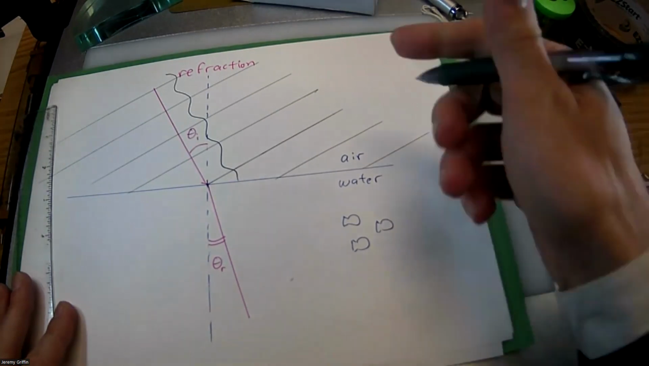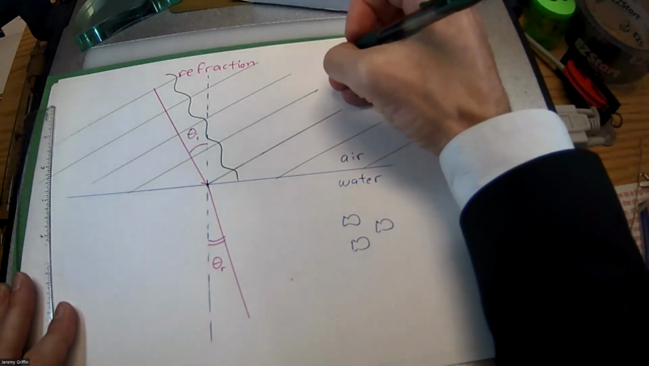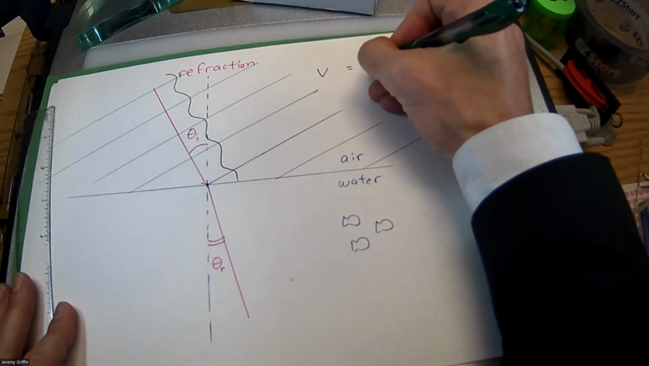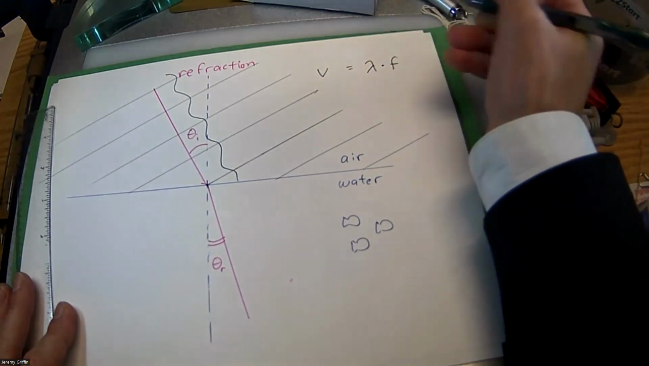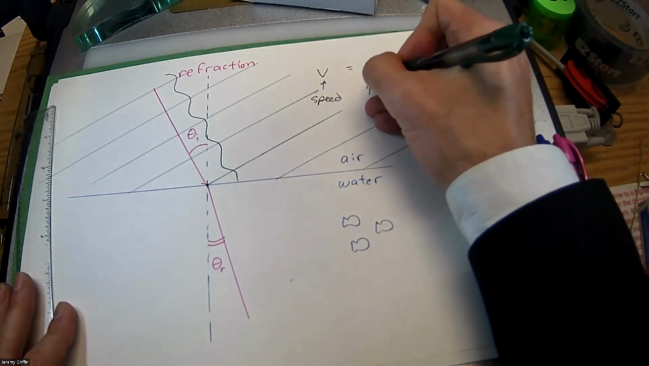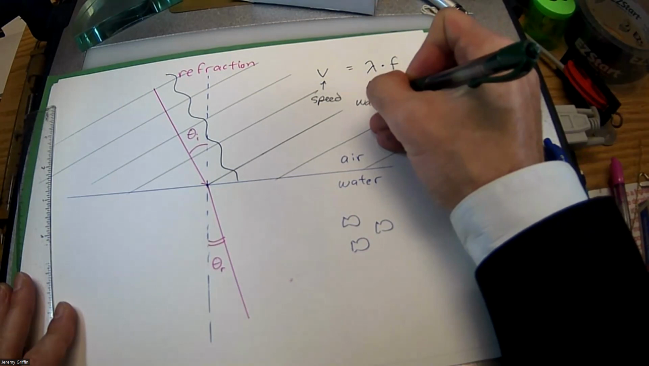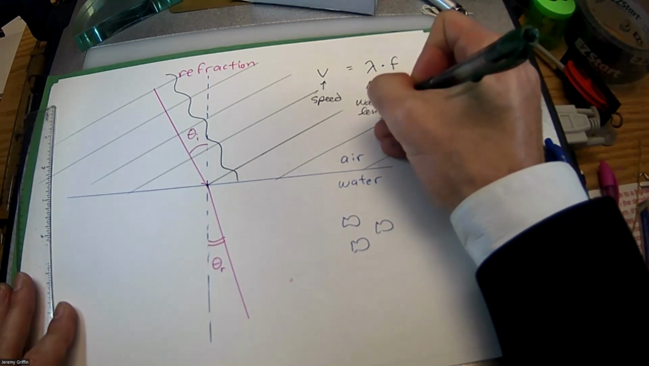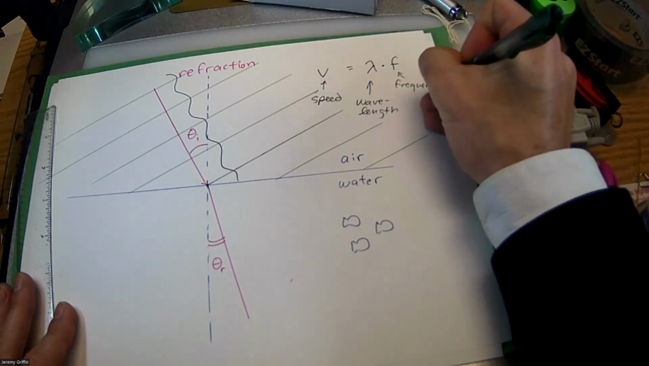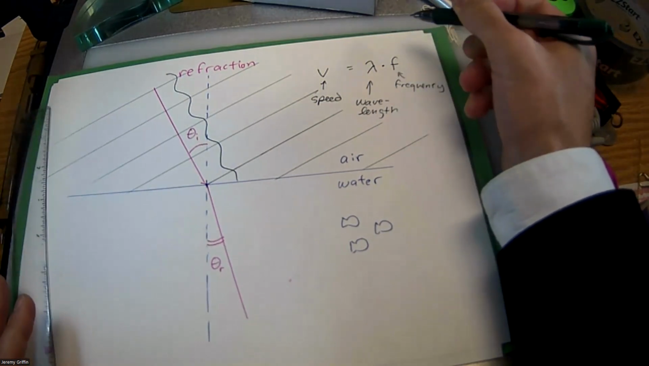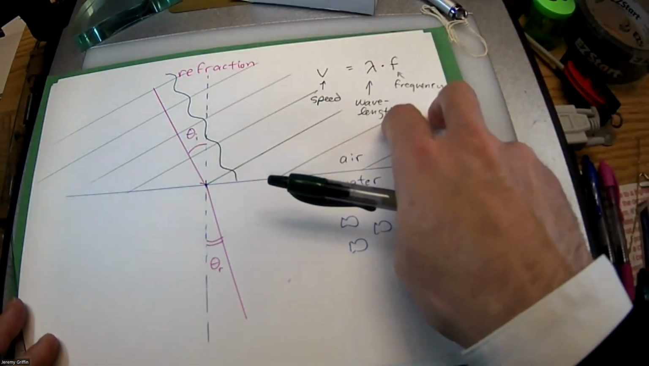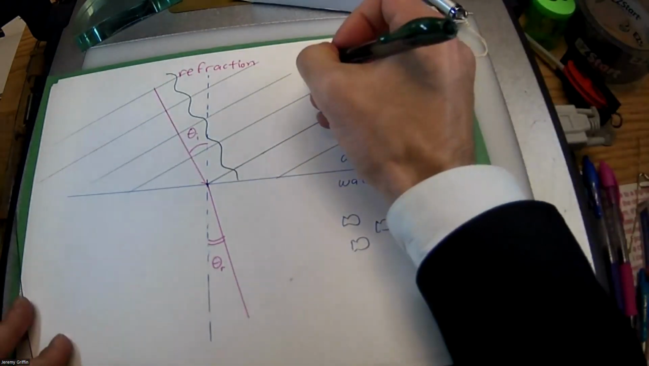Now, the thing about slowing down, you guys know a wave equation that goes like this. Speed is equal to wavelength times frequency. You guys remember that? So V is speed, lambda is wavelength, and F is frequency. Some textbooks use a Greek character called nu for frequency. It looks kind of like a V, but it's kind of confusing. So just use F. Okay, got that. And so you guys remember this.